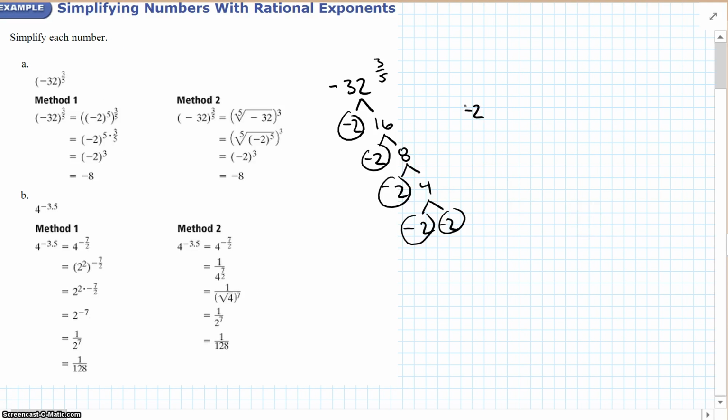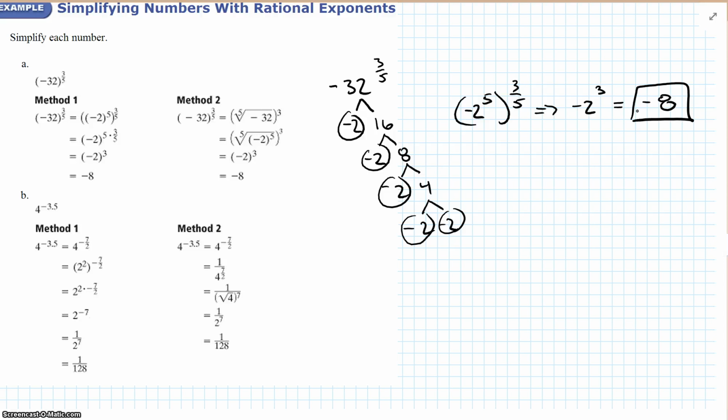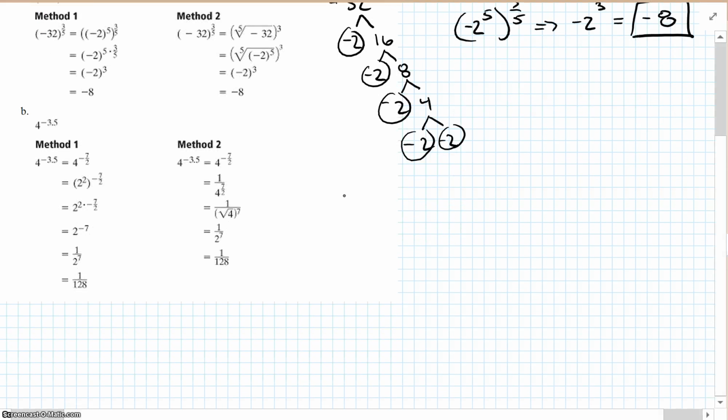So I can say negative 2 to the 5th power to the 3/5 power. So I can rewrite this. The 5's are going to cancel. It's going to be negative 2 cubed, which is negative 8. And you can see methods in your notes there. Again, the first thing I'm going to do is take that number and get it simplified. So I've got 4 to the negative 3.5 power.